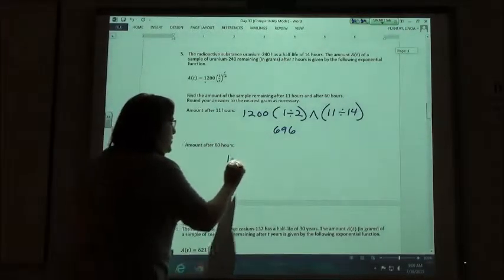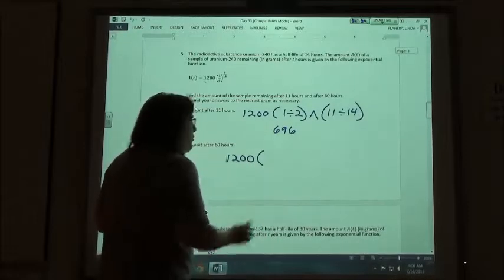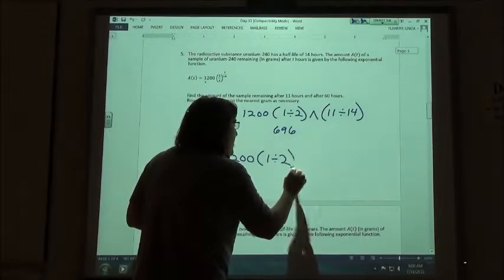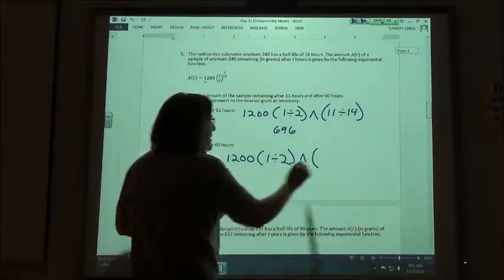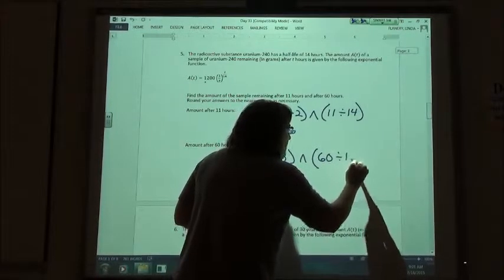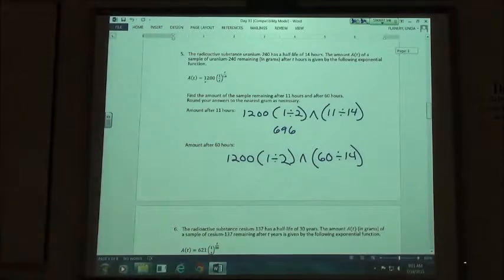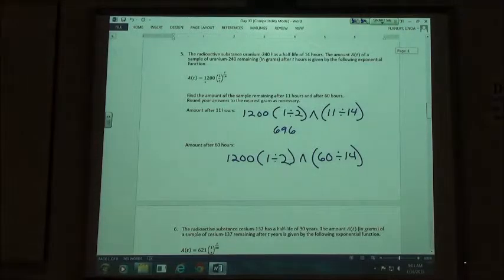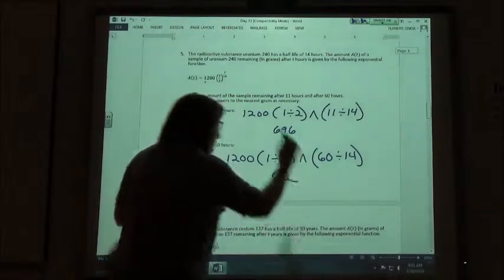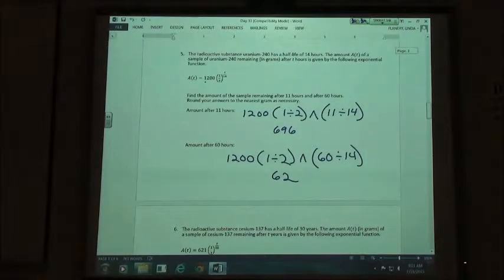After 60 hours, so we're starting with our 1,200 grams. We have our half-life, and we are doing 60 hours out of every 14 hours that it cuts it in half. Which gives us 62. We round it off to the nearest gram.